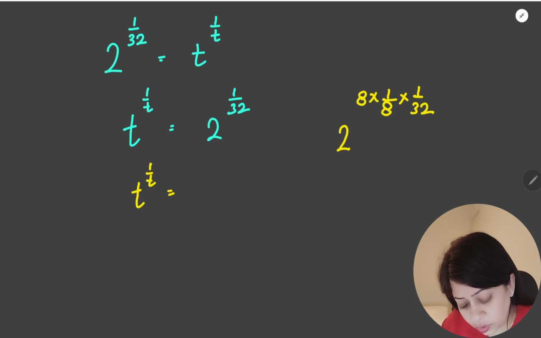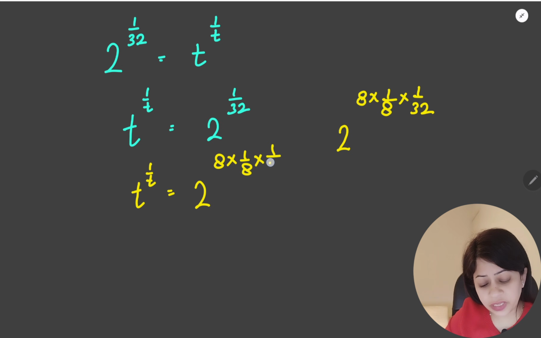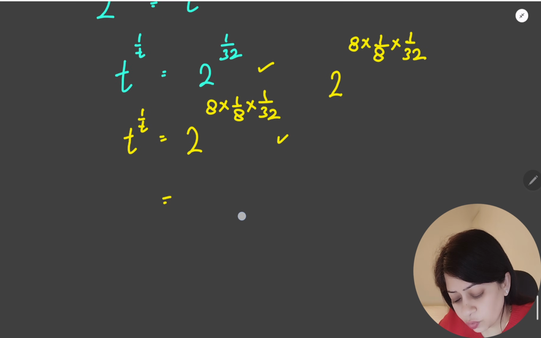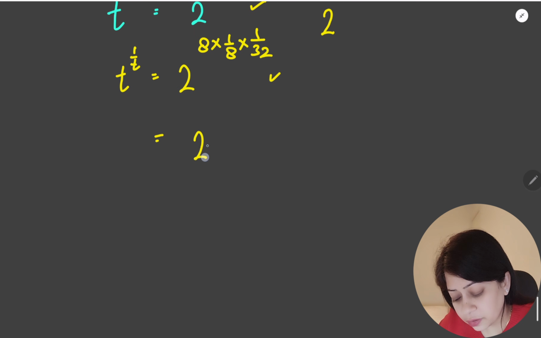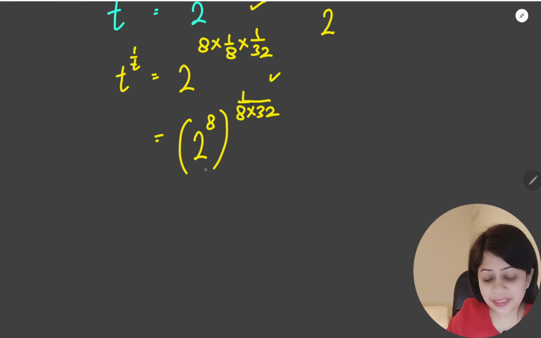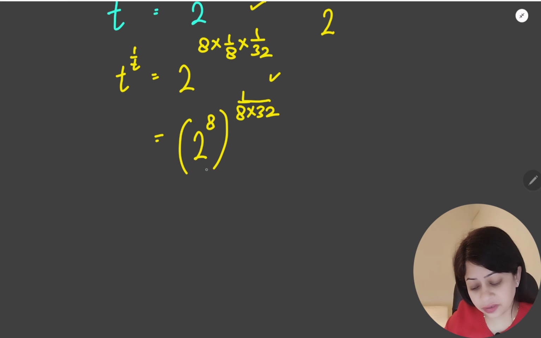It would not affect the term. Why? Because 8 times 1 by 8 is what? 1 only, right? So this would not affect. Both of these are equal, right? Now what will I do? I will write this term as 2 raised to power 8 power 1 by 8 times 32, right? Because eventually we will get 1 by 32 only. I just manipulated it to get the answer, right?